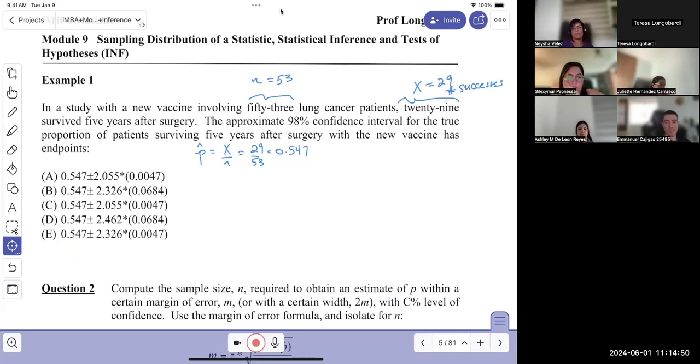So we have that. Let me talk a little bit more. That was the part you could do. Now where are we heading next? We found the sample size. We have the number of successes. We found the proportion. And this represents the sample result: 54% or 55% of people survived after surgery with this new vaccine. Obviously, there's more background story, but this is a simplification.